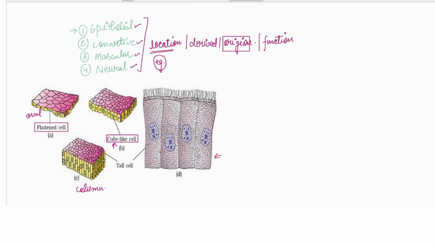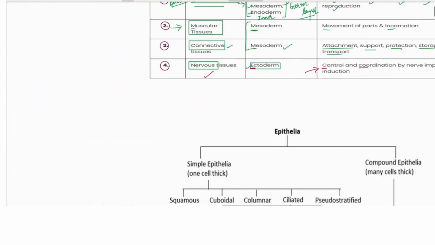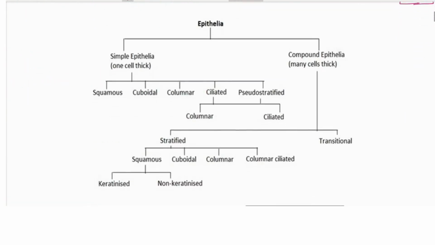This one is again a column shape, but this column shape has an upper free surface. The upper free surface has cilia. So we can say this type of epithelium is columnar epithelium, ciliated columnar epithelium. We will call it ciliated columnar epithelium, or simple also we can say, because it is a part of the simple epithelium. But for that also, I will again show you with the help of a flow chart, then you will understand better about the epithelial tissues.